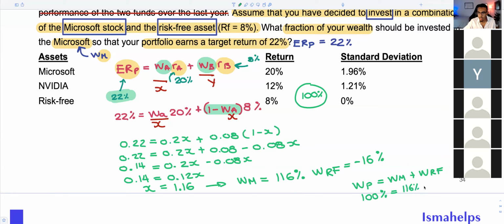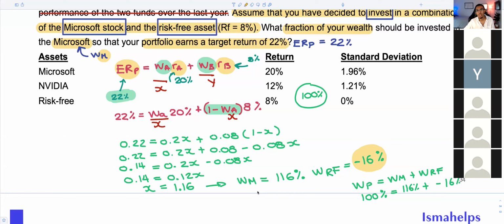So you would do 116% plus minus 16%, and you'd get to that number. What this is representing, and it's not too important for now, is this idea of short selling or shorting a stock. So you're borrowing money at the risk-free rate, and then you're investing elsewhere, in Microsoft in this case. And like that, you're able to get returns that are bigger than the individual returns that you have right now.